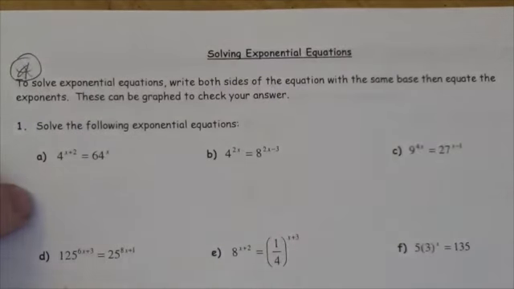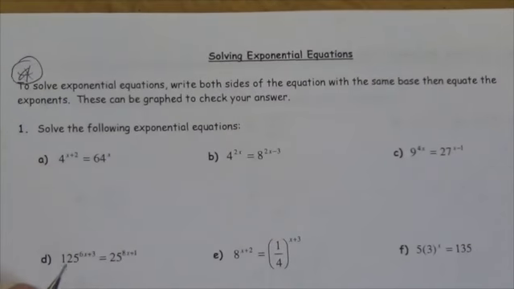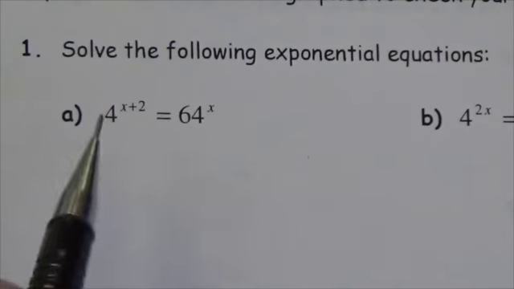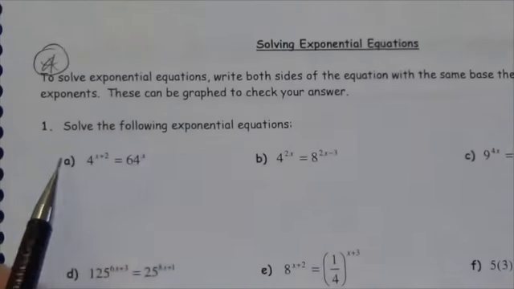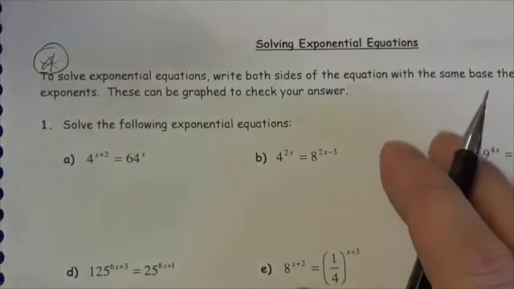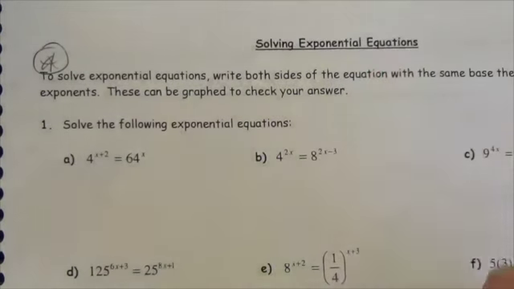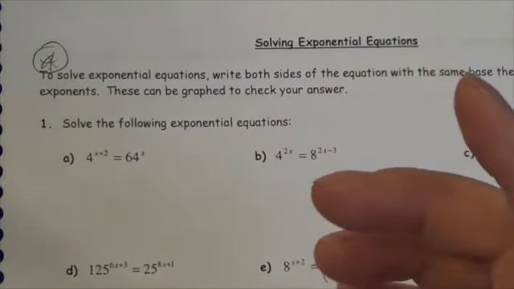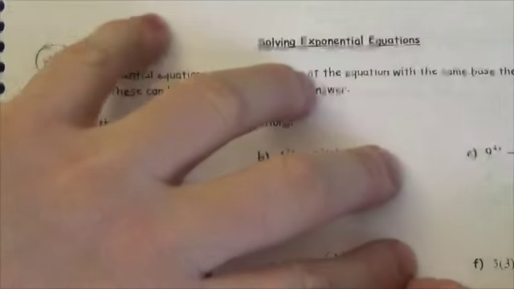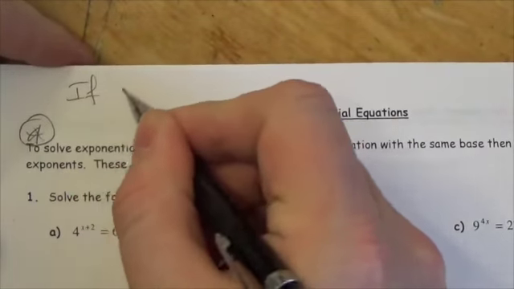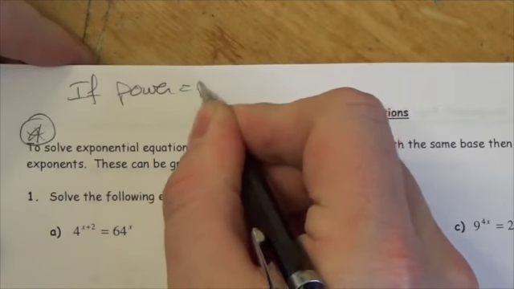And I know that something is exponential because my variable here, we'll zoom in a little bit, my variable is in the exponent. There's my exponential equation. What I want to do first is see if both sides can be written as the same base, and if that's true, that's what I want to do. I'd like both sides to be the same base, because if I've got power equal to power, that's the whole issue here.